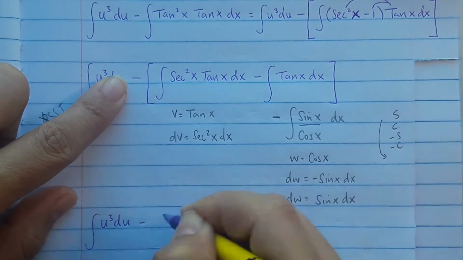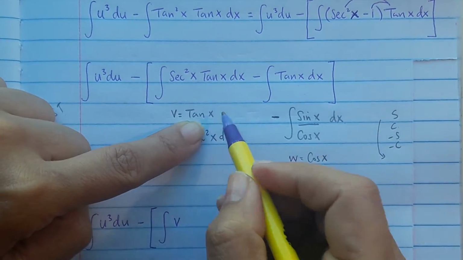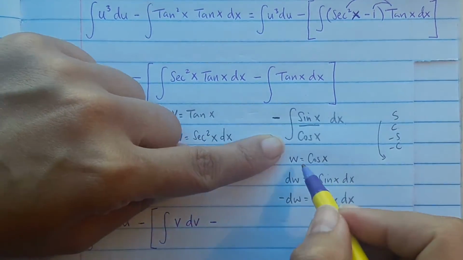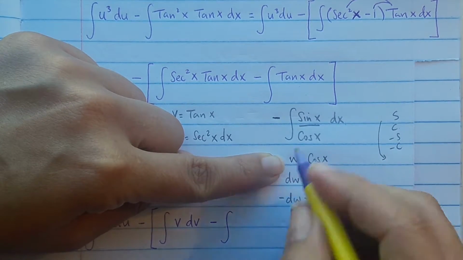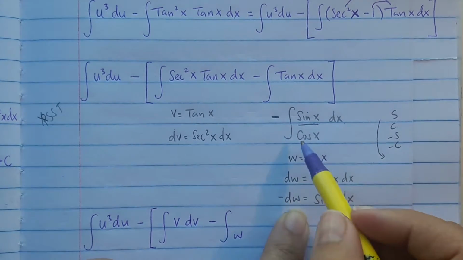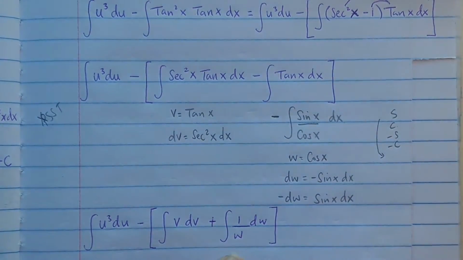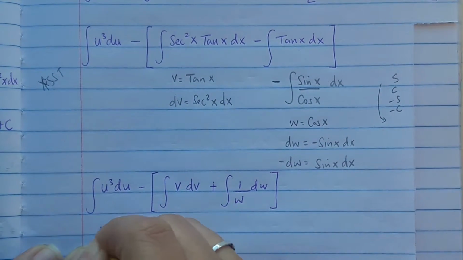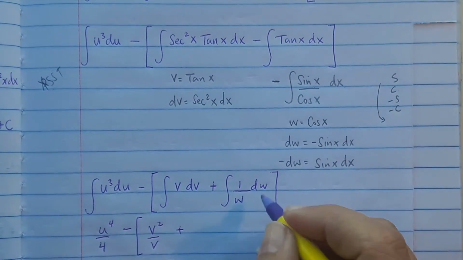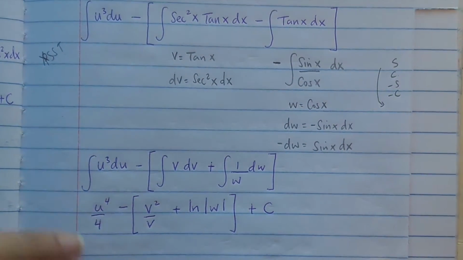Alright, let's write it all out. The integral of u cubed du minus the integral of v, and then the secant squared x dx is just dv, minus the integral of 1 over w, and then sine x dx is negative dw. So that's going to change the sign on the outside to a positive. Okay, let's go ahead and integrate. So u to the 4 over 4, keep the parentheses, v squared over 2, and 1 over w is log of absolute value w plus c.